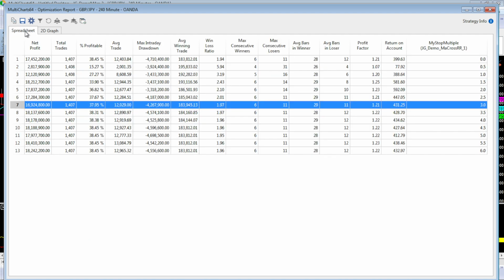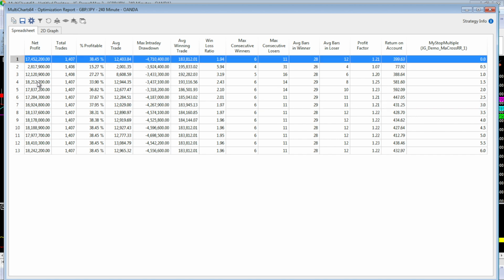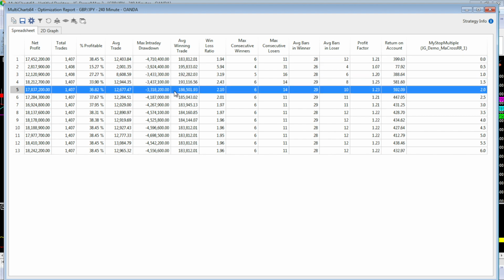So just looking back at the spreadsheet, I will note that although the net profit doesn't really increase that much, what does improve is the maximum intraday drawdown. Using no stop loss, we got a drawdown of 4.7 million. But if we used something like a 2 times ATR, we've got ever such slightly more net profit, but our intraday drawdown is considerably less. It's only 3.3 million, not 4.7. So we're going to use a stop loss of 2 times the ATR.